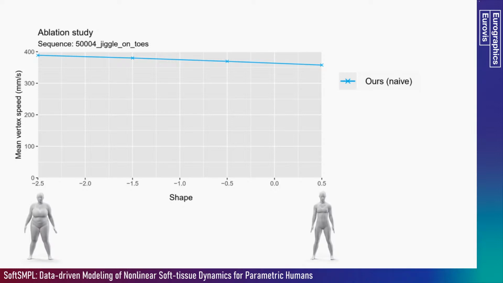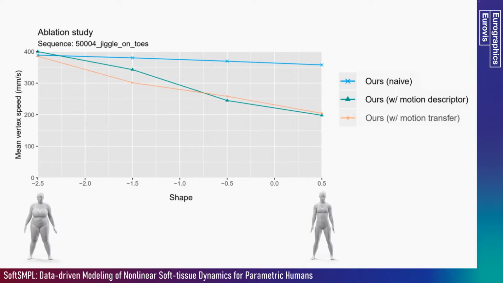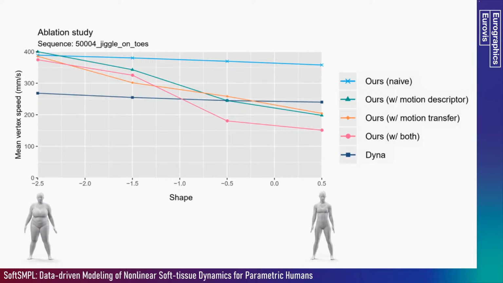Despite the significant difference between the body shapes, the soft tissue dynamics predicted by the naive model are almost the same. When we introduce our motion descriptor with a disentangled pose, the model starts to generalize much better. The same is true if we use the augmented dataset without the motion descriptor. That said, the model performs best when both contributions are used together, which produces the widest range of soft tissue dynamics. For comparison purposes, we also show the results obtained with our implementation of Dyna, which suffers from the same problems as the naive model, that is, very little variability of soft tissue dynamics.